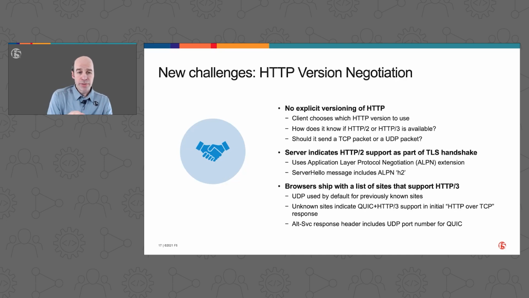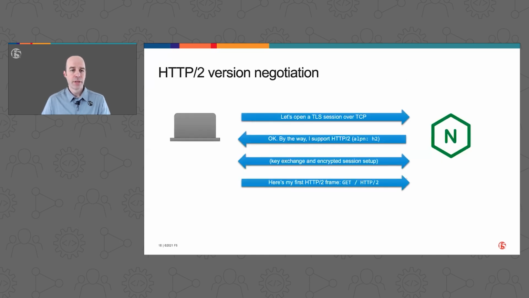With HTTP3, it's slightly different. So when the browser or the mobile app knows that it's talking to a QUIC enabled site, it's just going to send UDP. But when it's talking to a site it hasn't talked to before, it will start with TCP, and there's a way of discovering that QUIC is available and upgrading to that afterwards. So let's look at how that actually works.